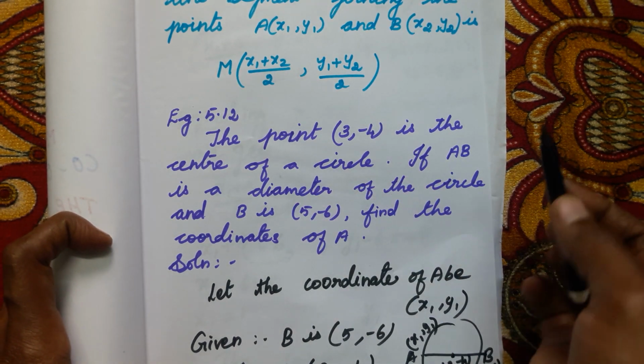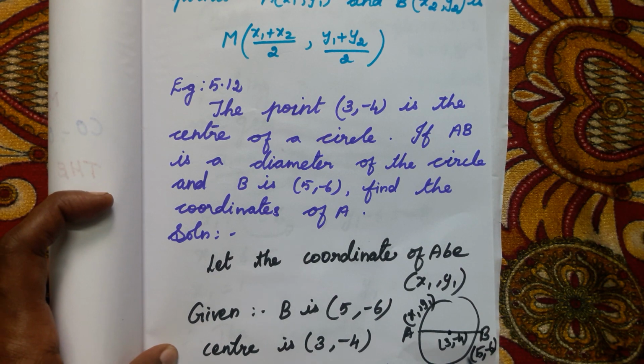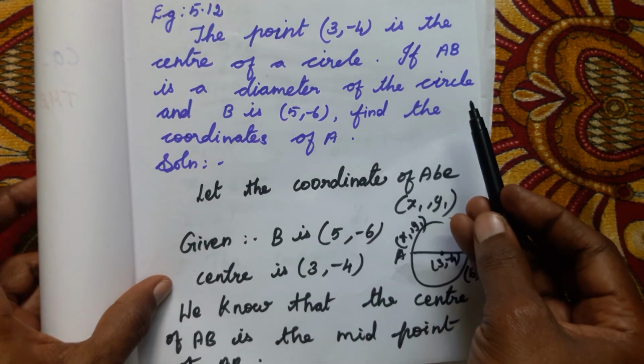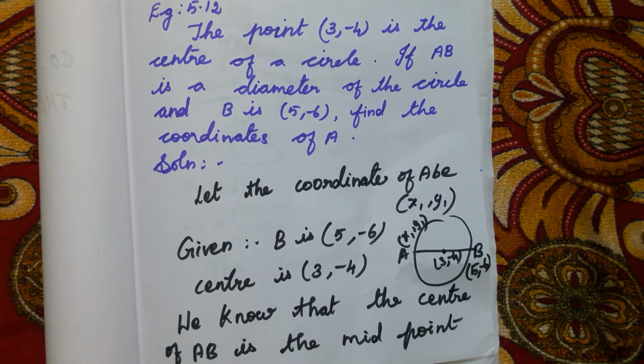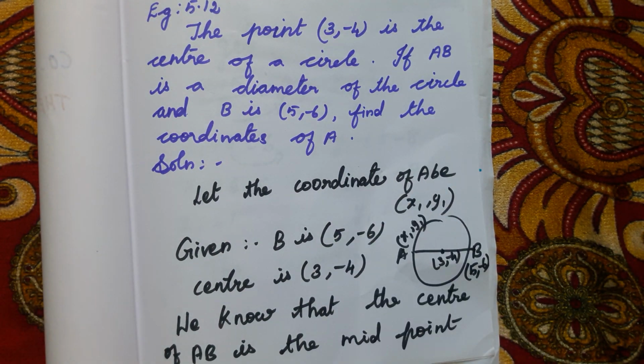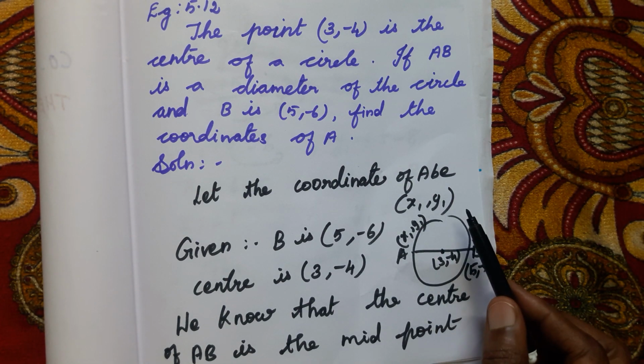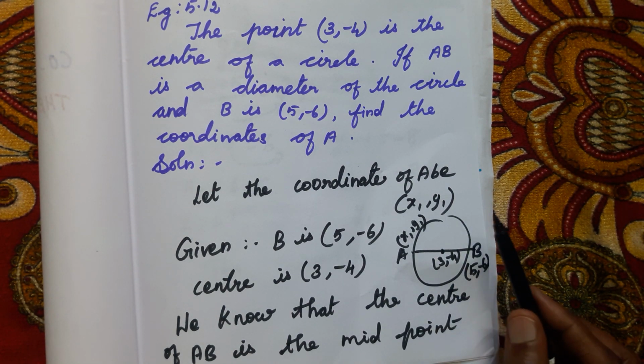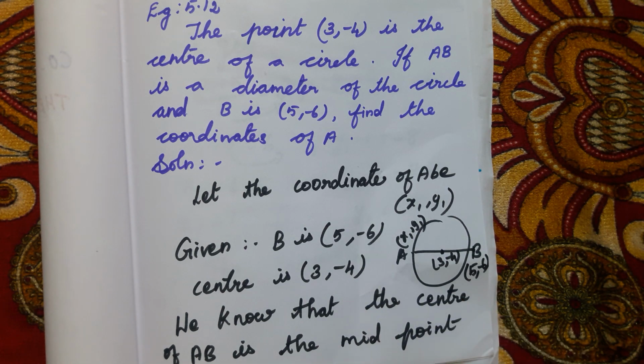If AB is the diameter of the circle and B is 5 comma minus 6, find the coordinates of A. Now we want to find out the coordinates of A. We can take the coordinates of A as x1 comma y1. B is given as 5 comma minus 6. Center is 3 comma minus 4.